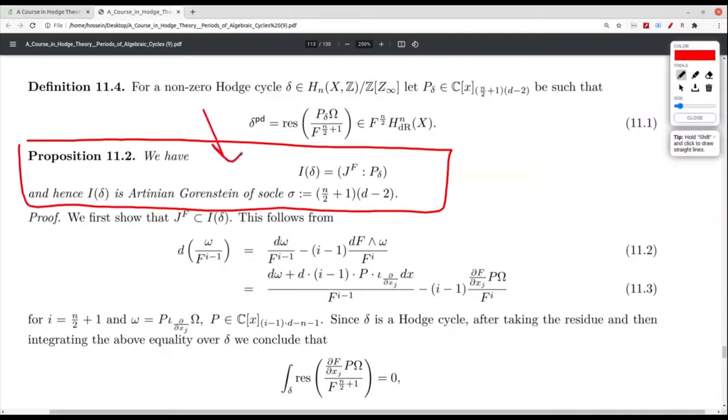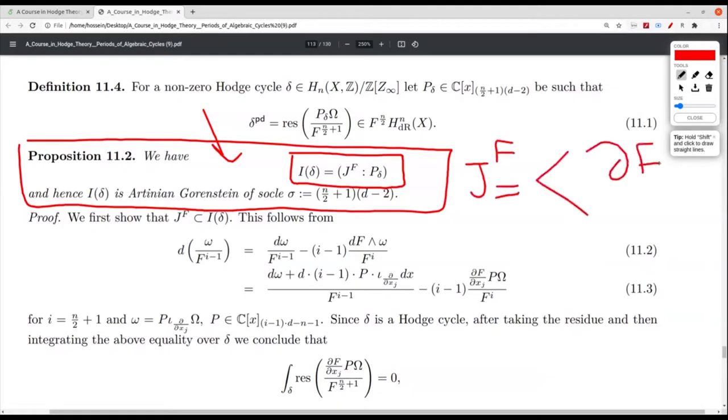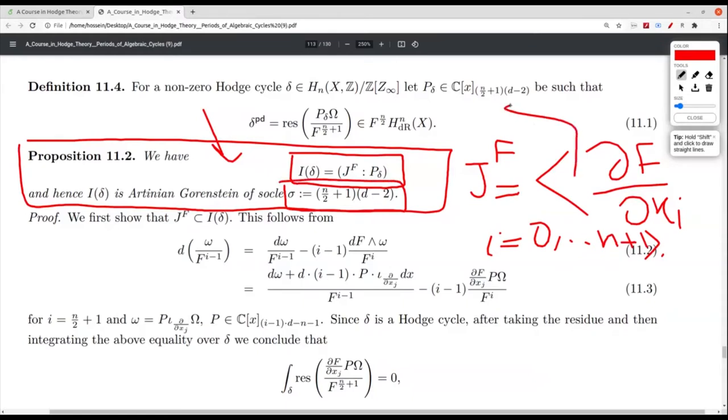And we have this proposition which says that I_delta is basically the quotient ideal of the Jacobian by P_delta. Remember that this is the Jacobian ideal, generated by all the partial derivatives of F with respect to x_i, for i equal to 0, 1, until n plus 1. The previous proposition will also imply the socle degree of this. Remember, by Macaulay's theorem, the Jacobian ideal is of socle degree (n plus 2)(d minus 2).